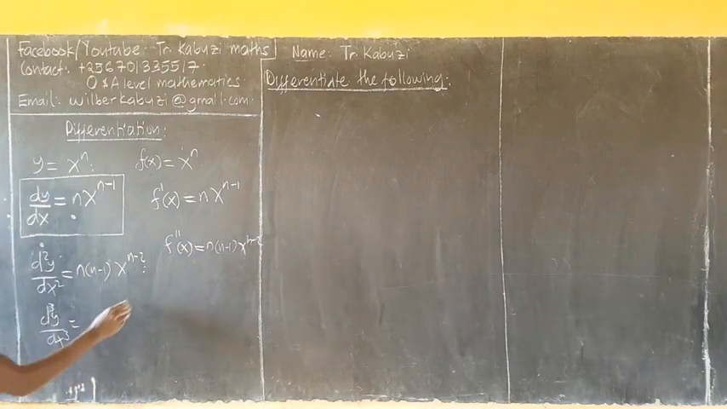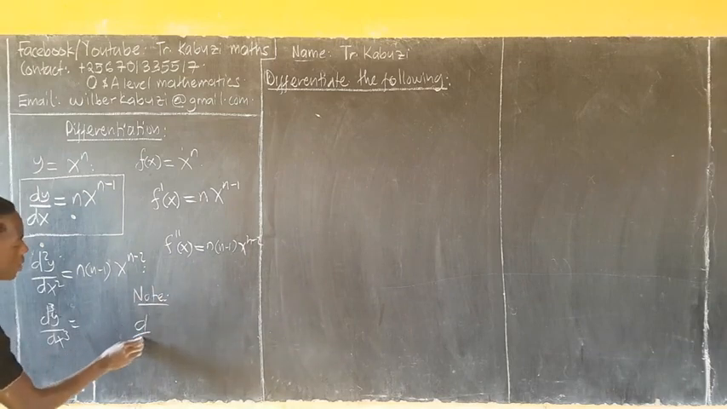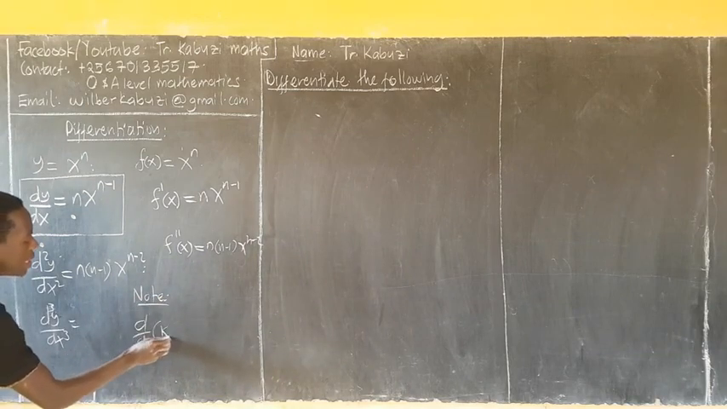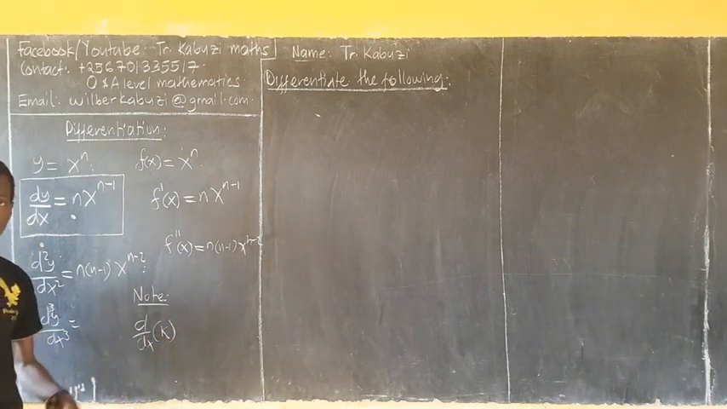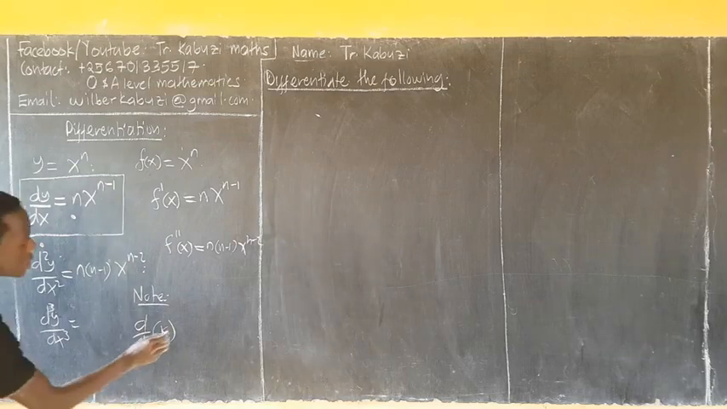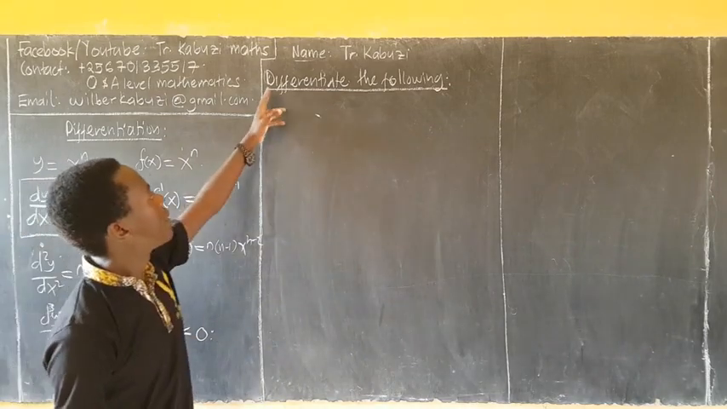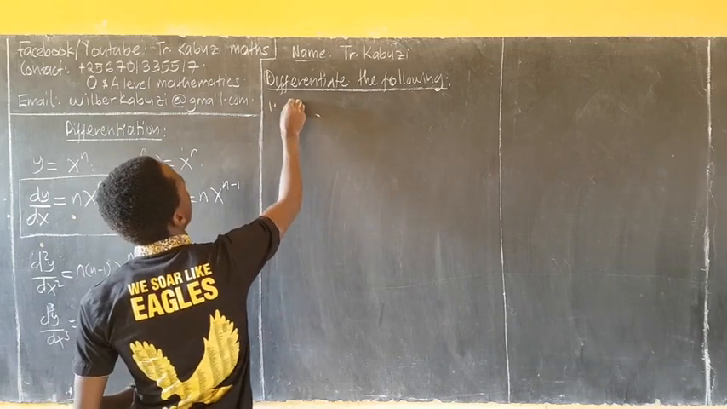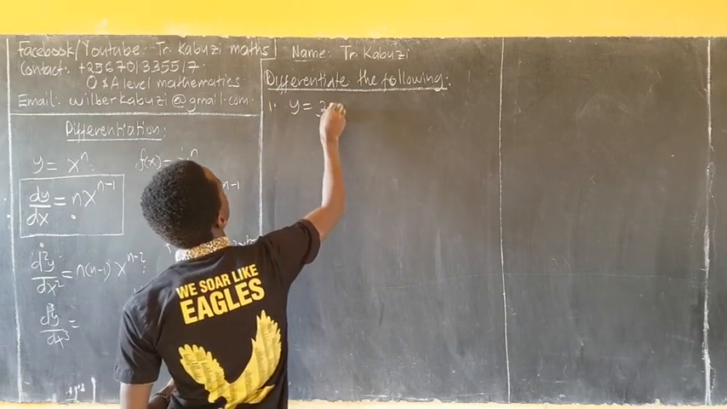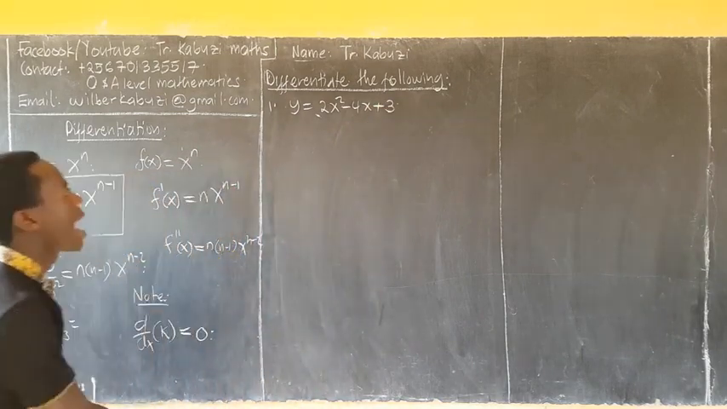Now, we are going to note something whenever we are differentiating. Whenever we are differentiating a constant, which means a figure without a variable, we always get 0, as we are going to see. So in our examples, we say differentiate the following. Number 1, y equals x squared minus 4x plus 3.